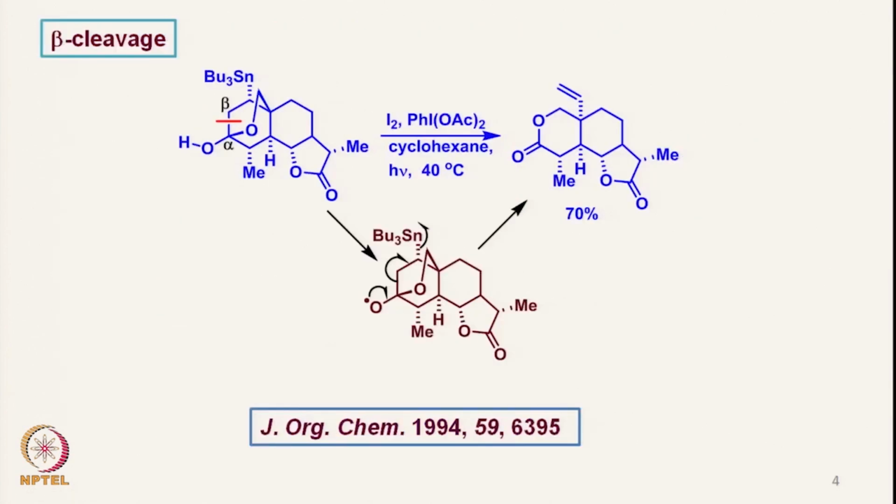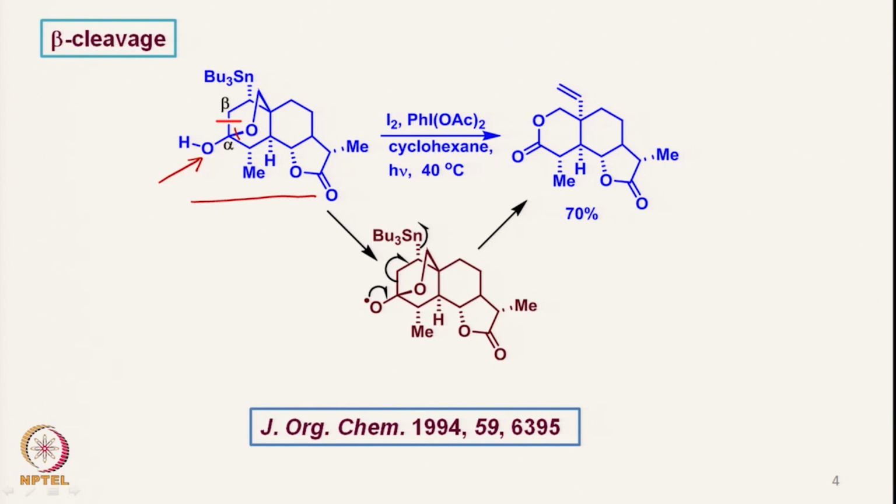Beta cleavage is also now known under these conditions. For example, if one takes a molecule like this which is essentially a hemiacetal, because it would be a corresponding ketone and the hydroxy group will be coming from here. But then it can also exist like a hemiacetal.